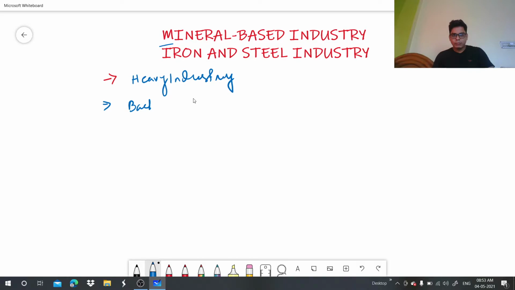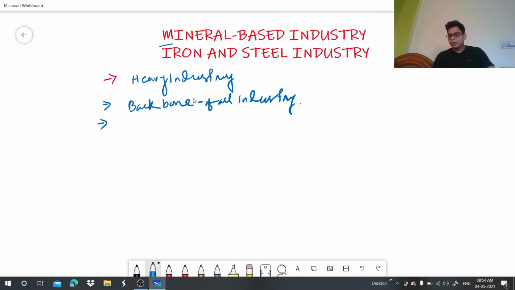Backbone means that on the basis of this industry, all types of industry, such as automobiles, locomotives, rail tracks, shipbuilding, machines and tools, and manufactured defense equipment, depend on the iron and steel industry. Sometimes the question comes: why is the iron and steel industry considered the backbone of all industry?